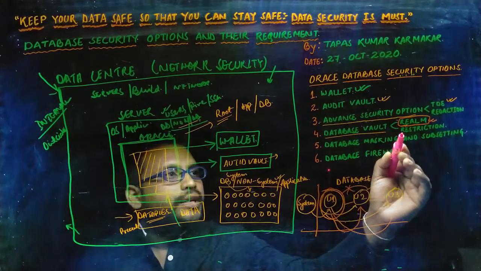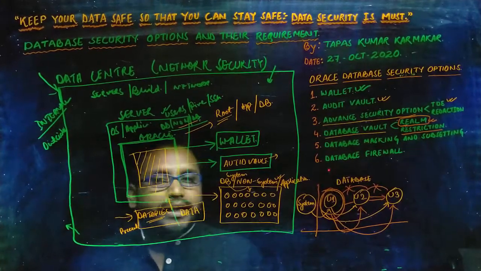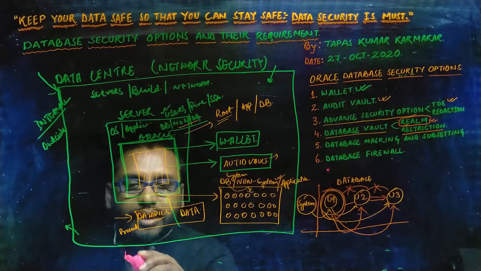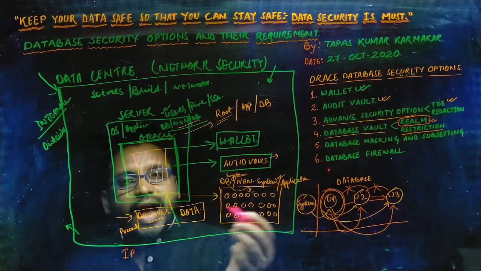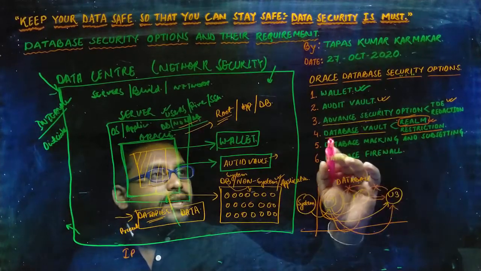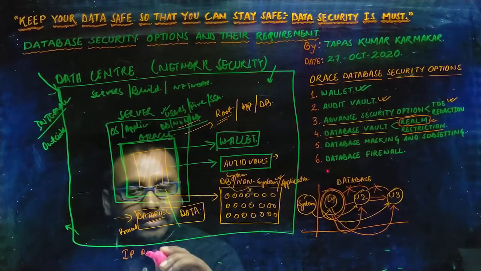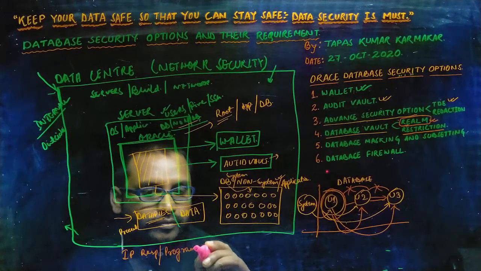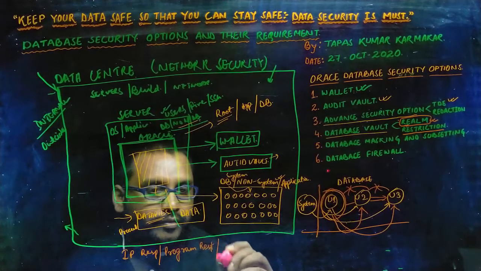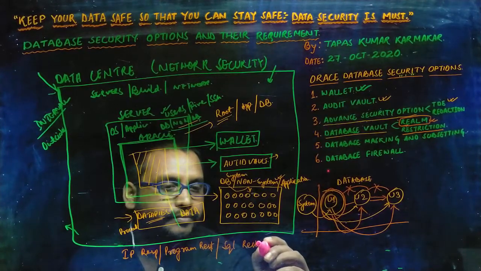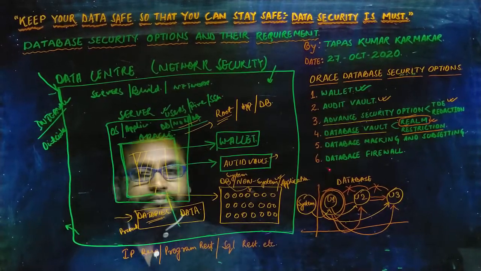There is another option here, called restriction. DB Vault gives you the option for restricting IP. You can restrict the IP so that this IP can access the database and another IP will not be able to access the database. This feature is available in Database Vault. IP restriction, program restriction, SQL restriction, etc.